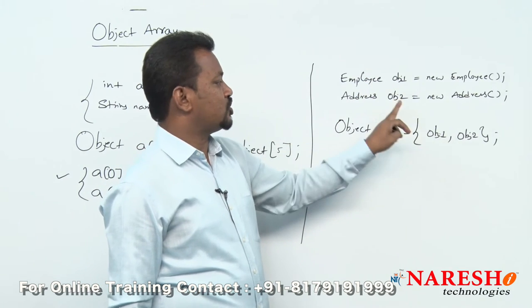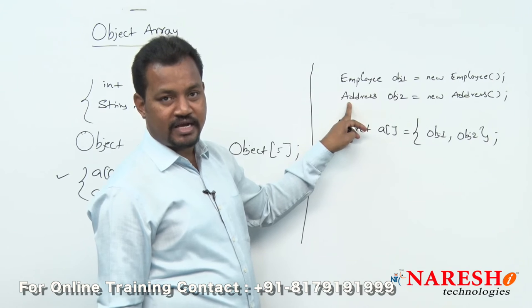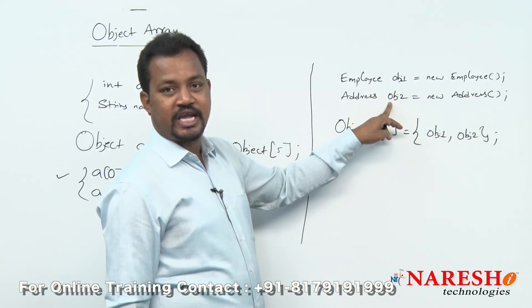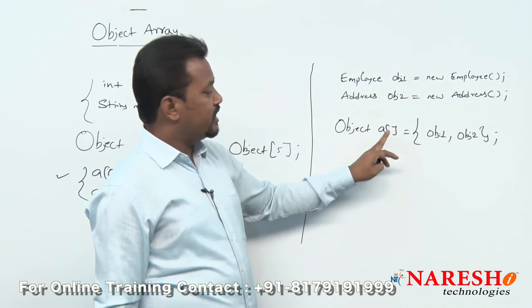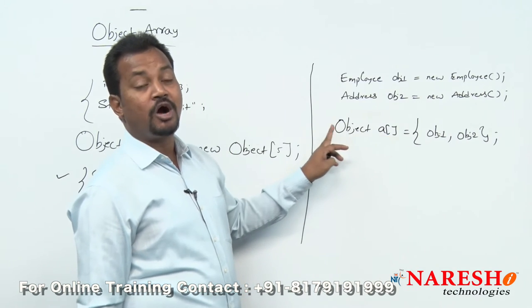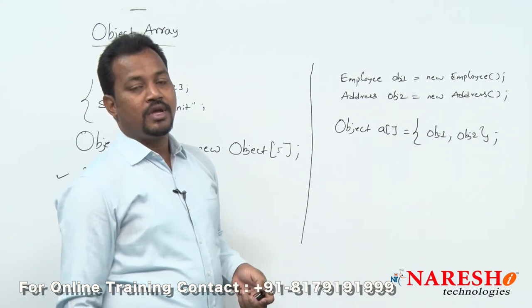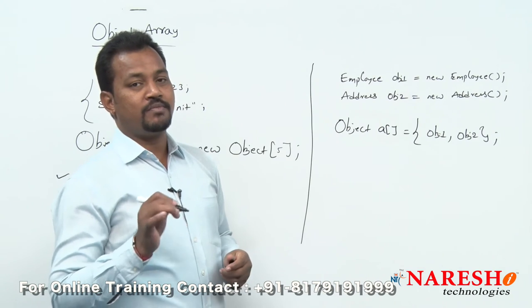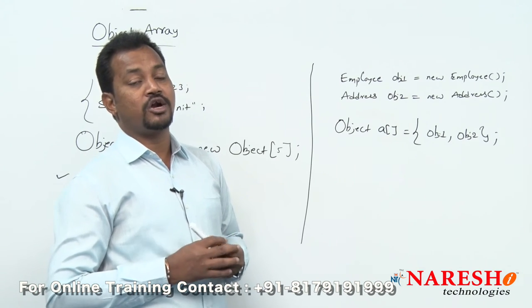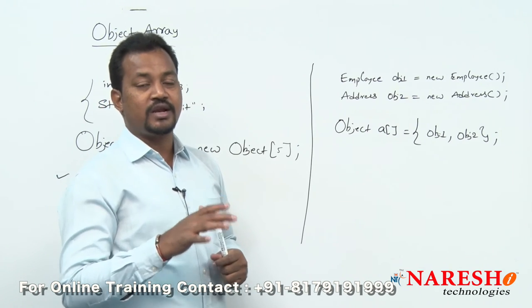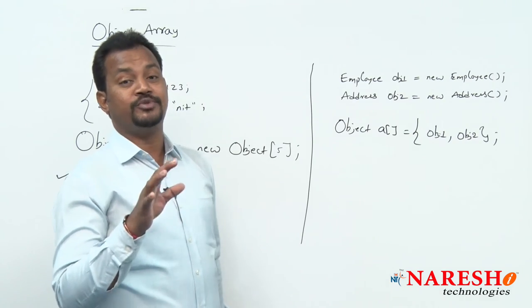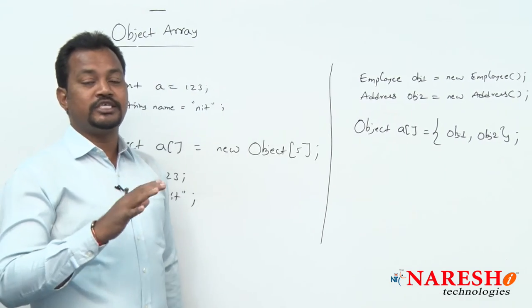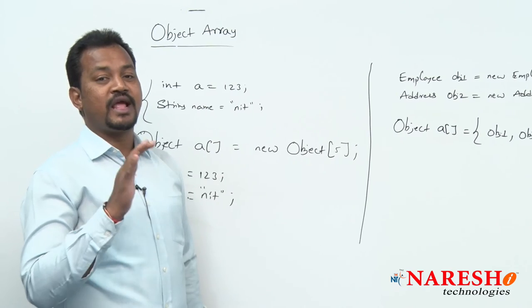Obj2 is an object of the user defined class address. These two objects can be collected by one array. This array must be declared by using the Object class. Finally, an array which is declared by using the java.lang.Object class can accommodate dissimilar objects or dissimilar elements.